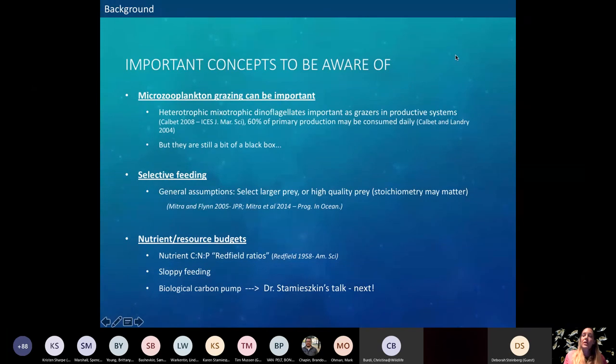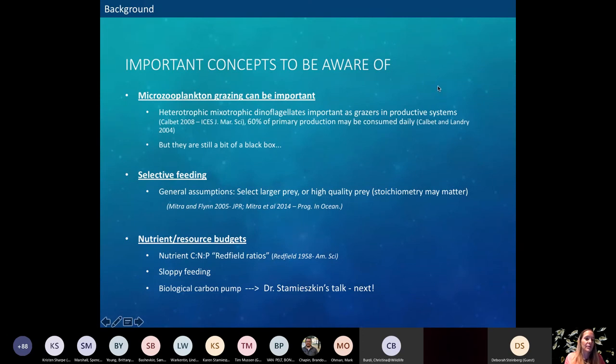Some things to be aware of that I'm not going to be able to talk about much, but they're important concepts. Microzooplankton grazing can be an important source of removing primary production. We know that heterotrophic and mixotrophic dinoflagellates can be important grazers in productive systems like the San Francisco estuary, or just estuaries in general, I should say, and upwelling systems. I'm not sure if we've actually directly studied dinoflagellate grazing in the estuary, but we know from reviews that up to 60% of primary production may be consumed daily by mixotrophic microzooplankton. But they're still a bit of a black box. They're hard to study, and that's why I can't talk much about them today.